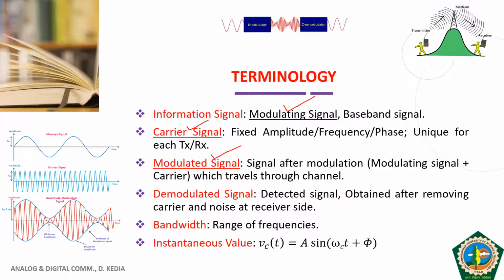Then we have carrier signal, which will carry our information or modulating signal from one place to another place. And once you superimpose information signal and carrier signal, it becomes your modulated signal. Okay, so this is what we have again and again talked about. And another important thing that we discussed in the previous class was instantaneous value of any sinusoidal signal.